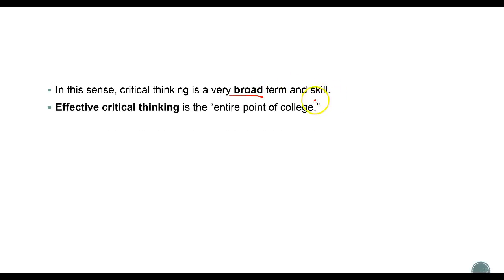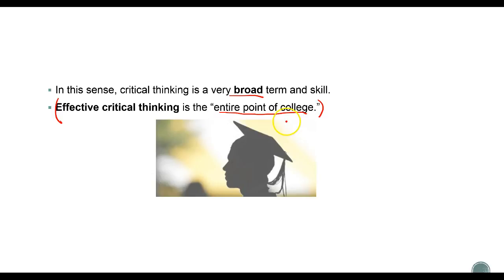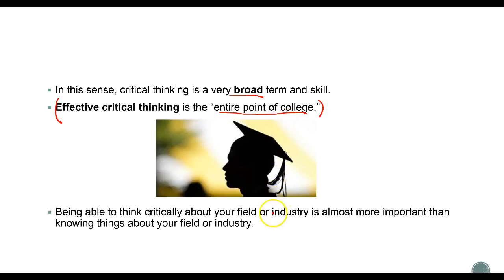So in this sense, critical thinking is a really broad term and a really broad skill. I once had a professor tell me that effective critical thinking is really the entire point of college. So we come to college to learn how to think critically about our particular industries. And that's almost more important than actually knowing things about your field or industry. So content knowledge is not as important as being able to think critically effectively. It's one of the most important things to get out of college.